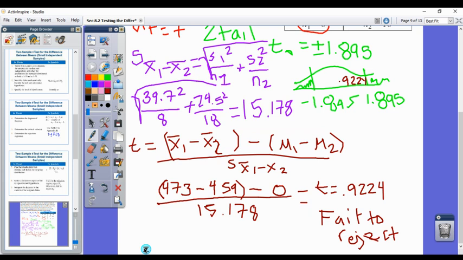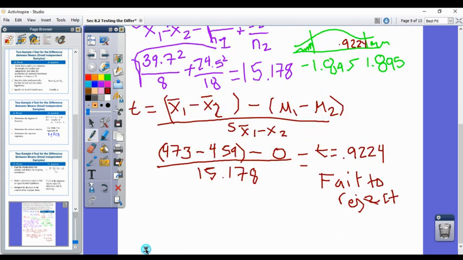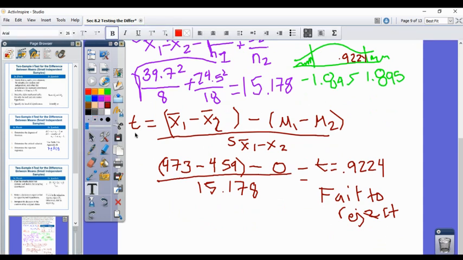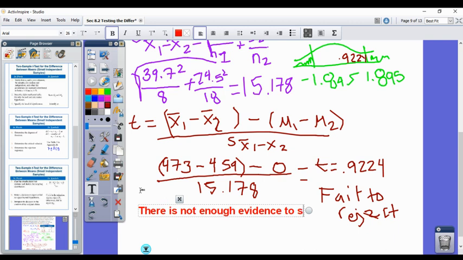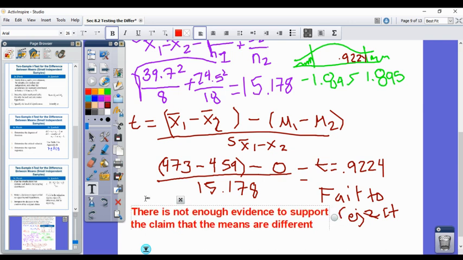All right, so I'm going to type my summarizing sentence now. Oh, that is not what I'm doing, I'm typing. Okay, so we're going to say there is not enough evidence to support the claim that the means are different. Okay. All right, so let's do another one.